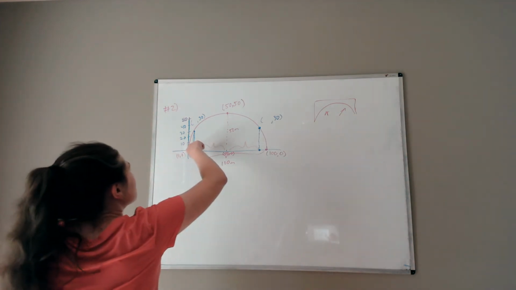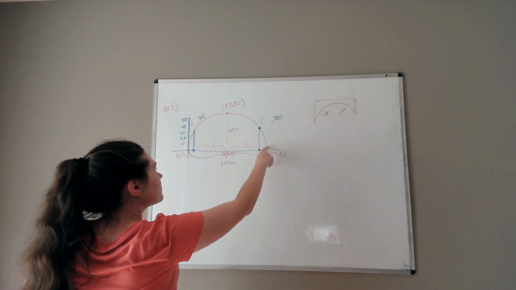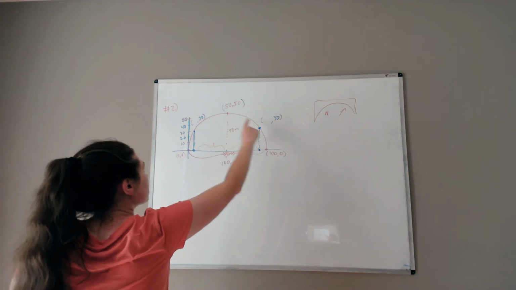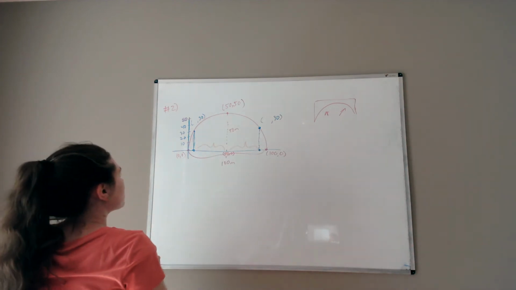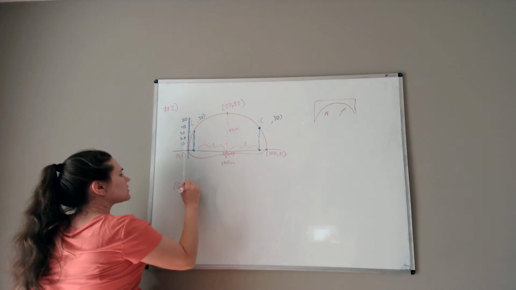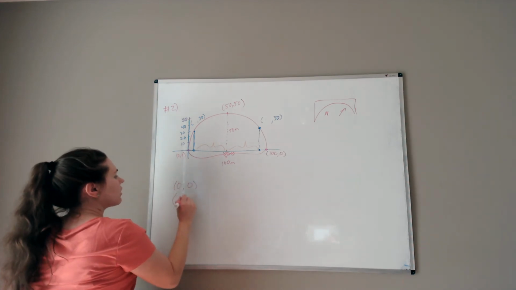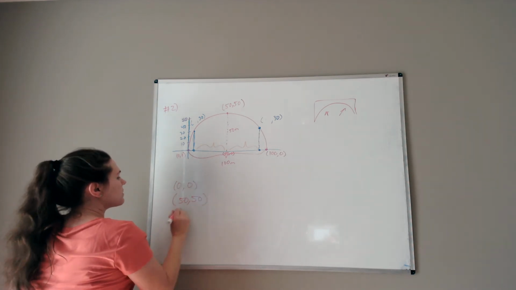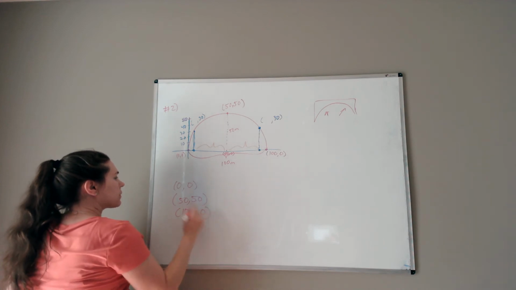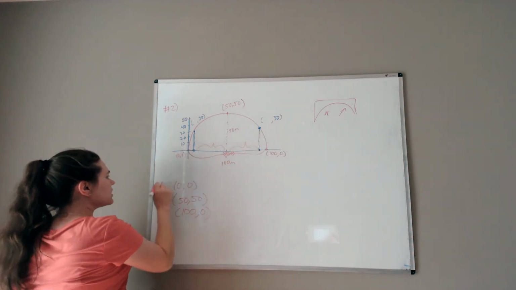So we need this parabola. We need the model for this parabola. But if you notice, they don't give us a model. All they tell us is enough information to put together 3 points. We can put together that this parabola includes these 3 points.